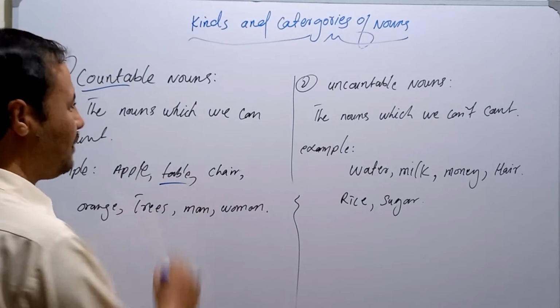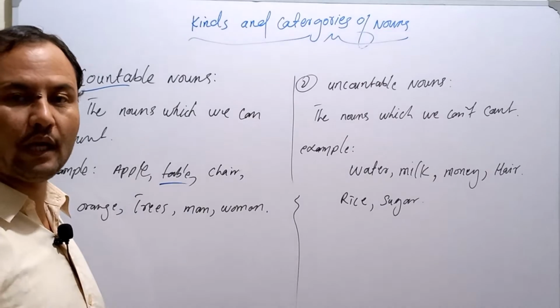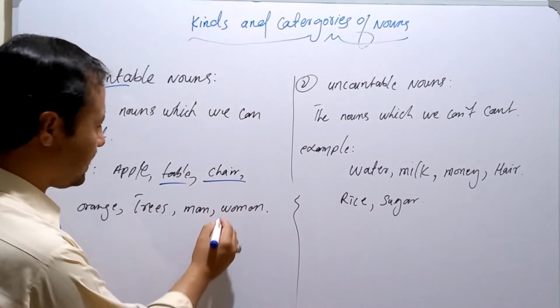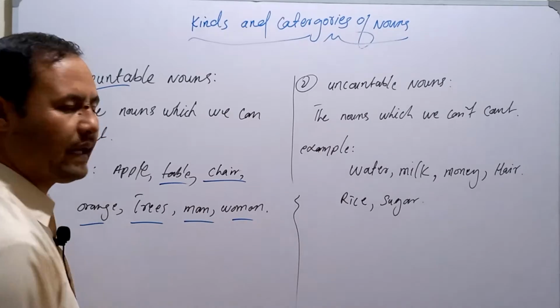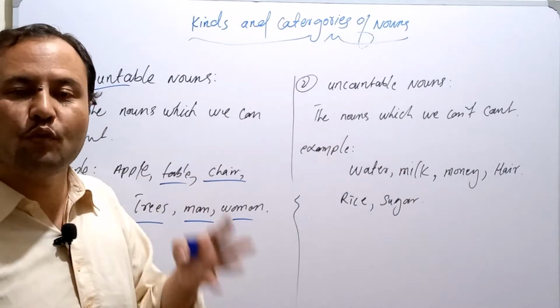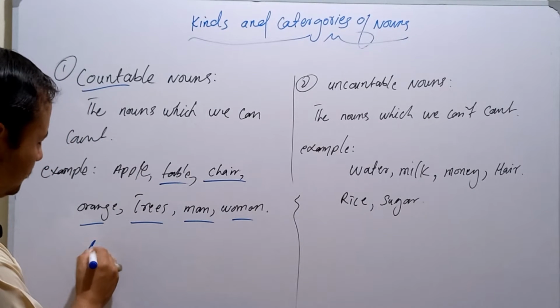Like for example, table is there. Table can be 1, table can be 2, table can be 100, we can count them. Like chair is there. For example, orange is there, trees, man, woman. They're all the nouns of which we can count them, okay? And countable nouns can be plural also.